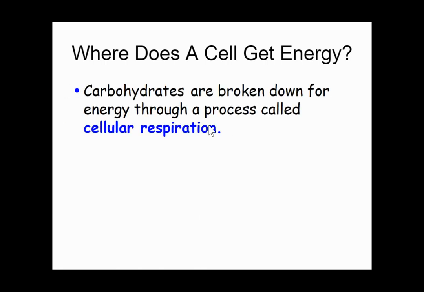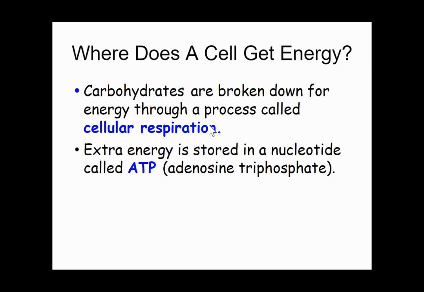So how does a cell get energy? The main way that we think about cells getting energy is from carbohydrates. And those carbohydrates will get broken down through a process called cellular respiration. The end result of cellular respiration is that energy gets stored in a molecule called ATP. ATP stands for adenosine triphosphate. And it's a special molecule that is designed to temporarily store energy for us, and that is really easy for our cells to get energy from.